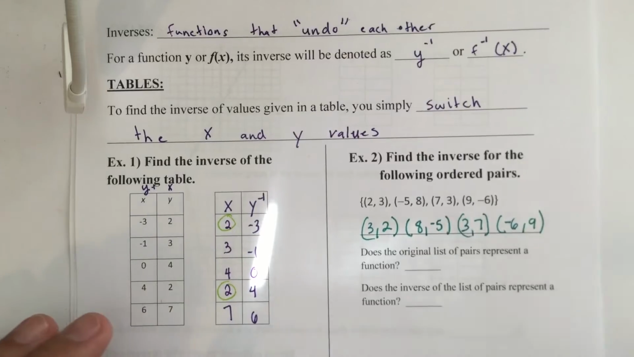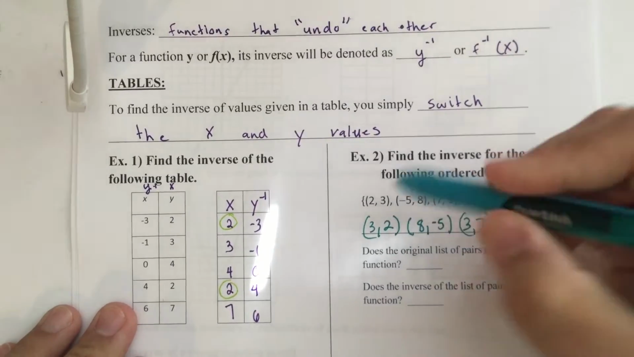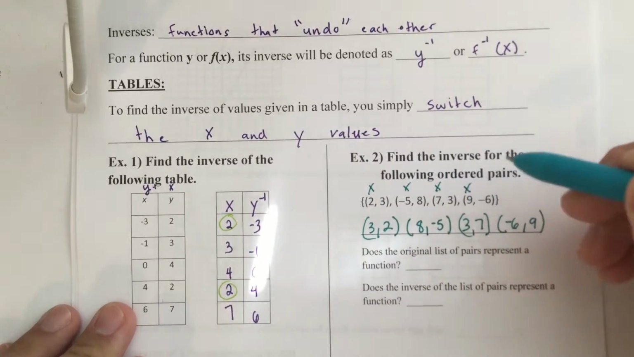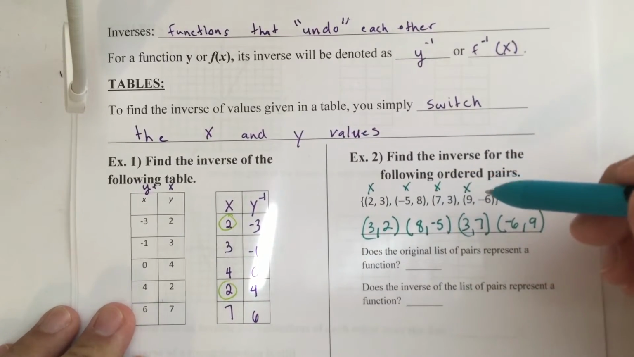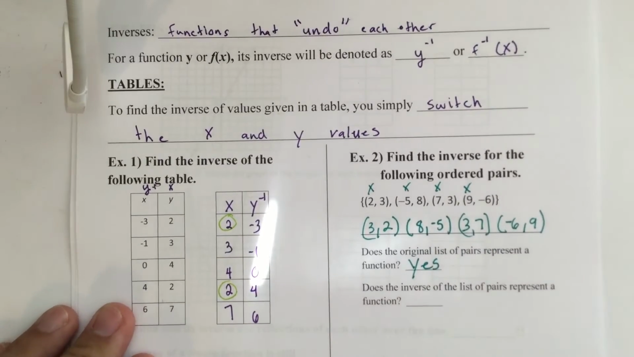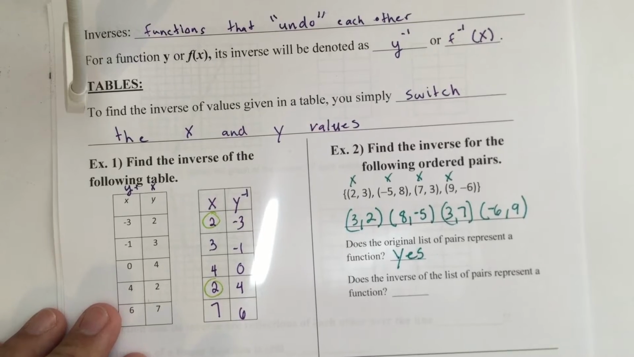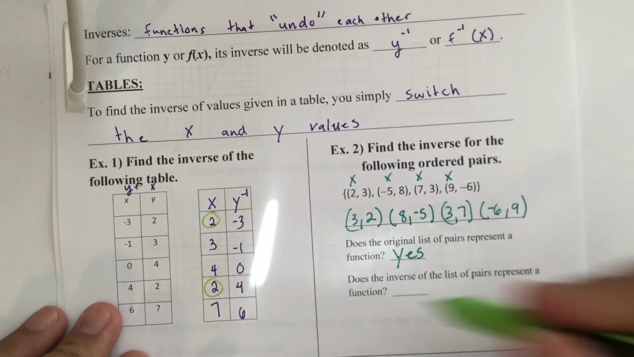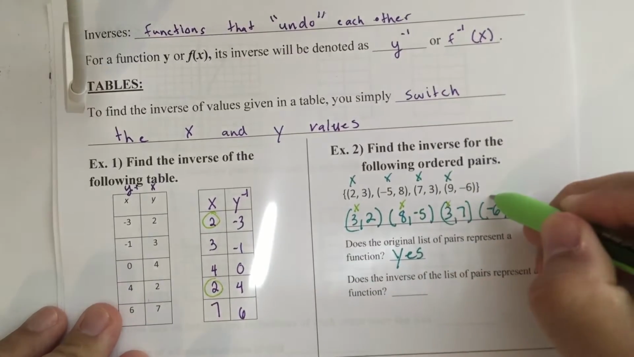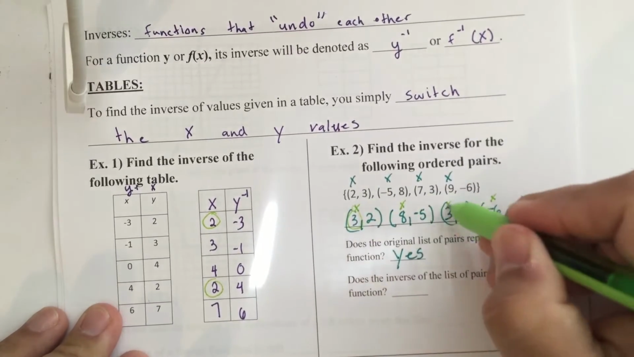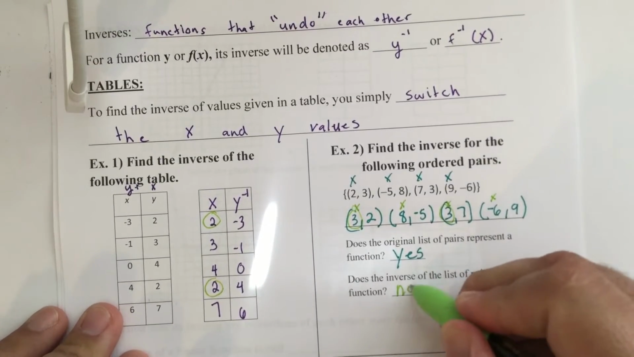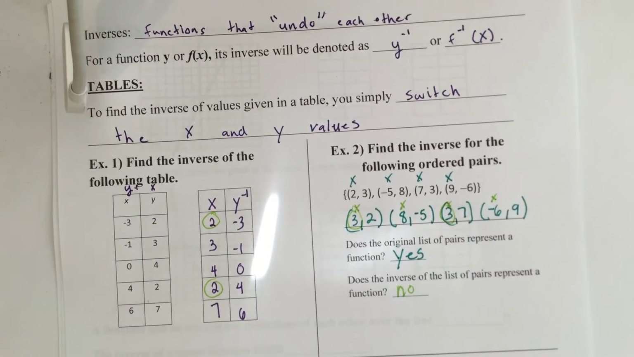Switch your values. So does the original list of pairs represent a function? Look at the x's. Did any of those repeat? 2, negative 5, 7, 9. No, they didn't. So yes, it represents a function because the x doesn't repeat. Now let's look at the new x values for my inverse. I have 3, 8, 3, negative 6. Well, you heard me say 3 twice. That means x does repeat, so the inverse is not a function.